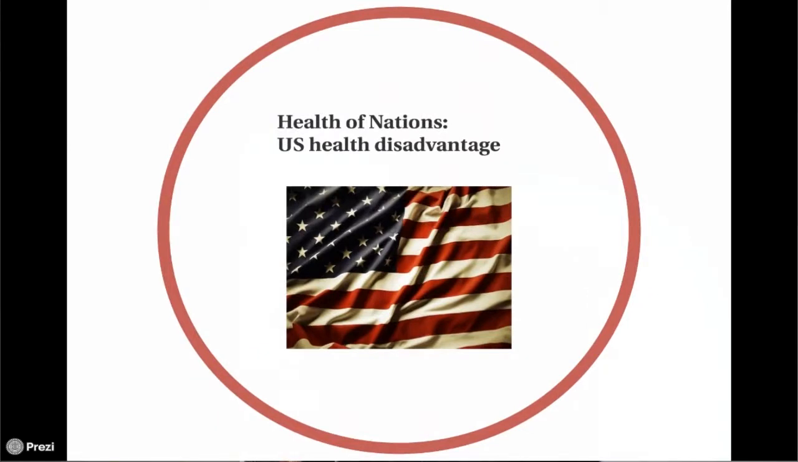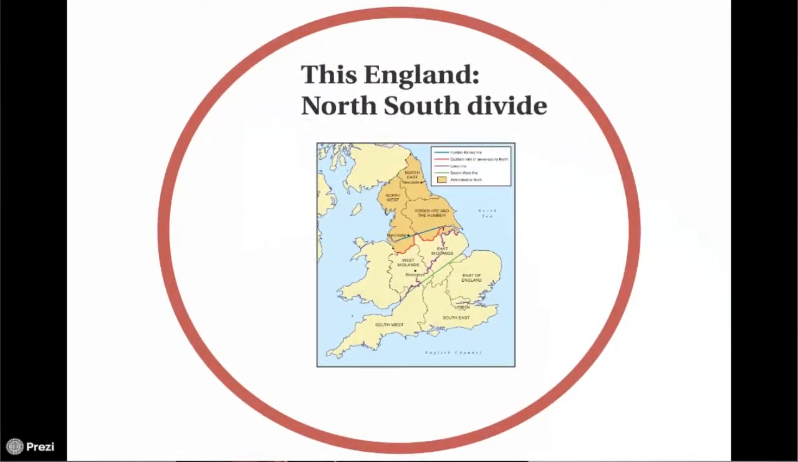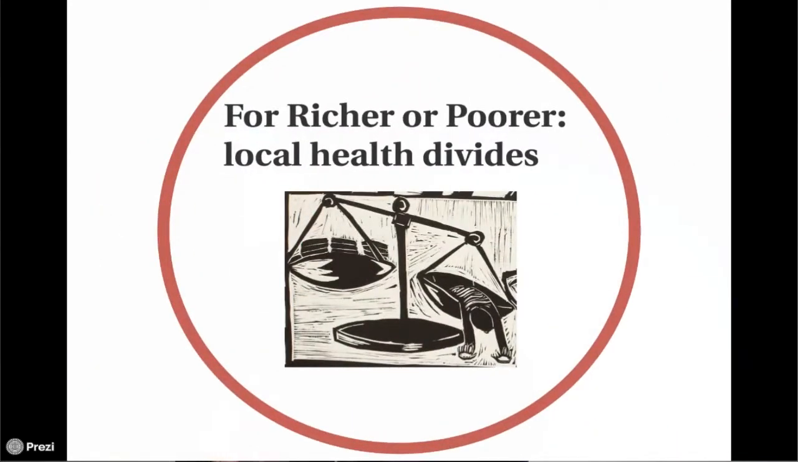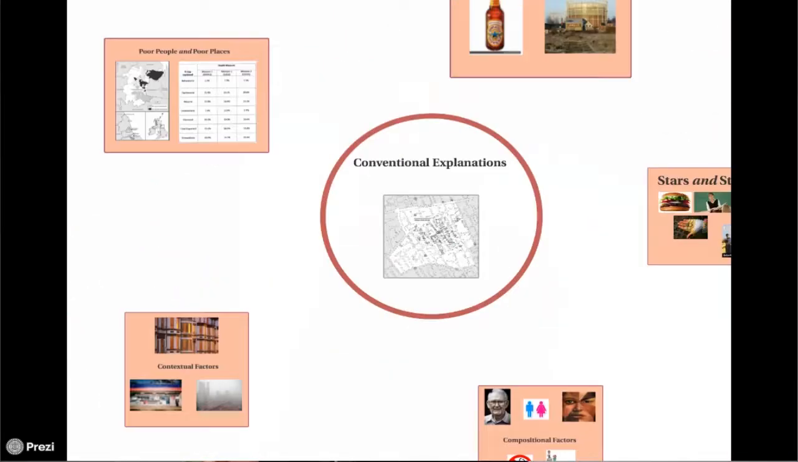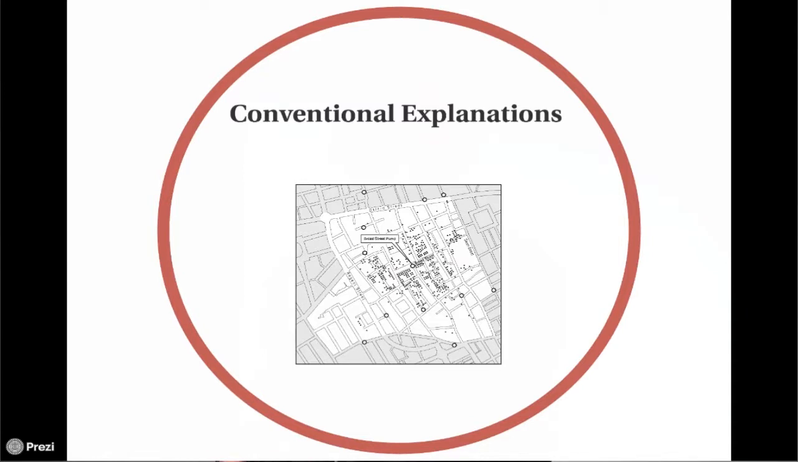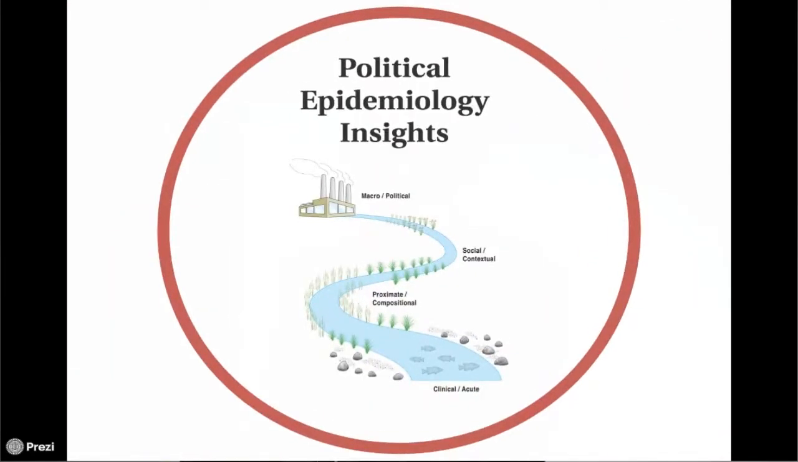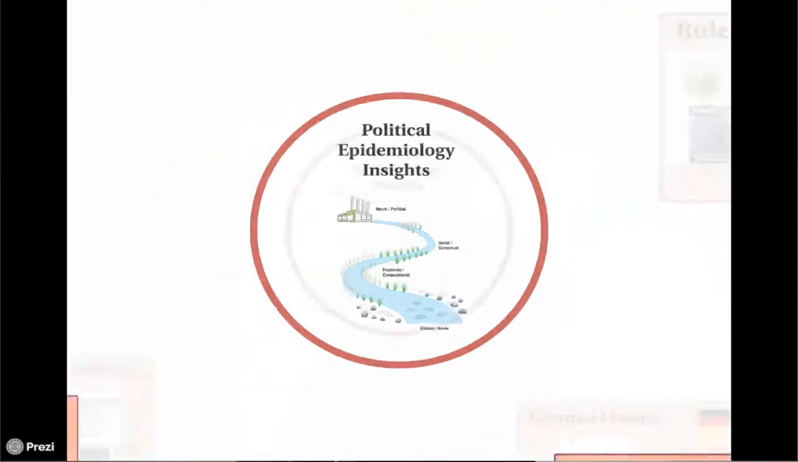Today I'm going to use this perspective to talk through 3 examples. I'm going to talk about the US health disadvantage, why the US has worse health than other rich democracies. I'm going to talk about regional inequalities in health with a focus on the north-south divide in England. And I'm going to talk about neighbourhood inequalities, between rich and poor neighbourhoods of our towns and cities. I'm going to talk you through some of the conventional explanations for these inequalities that have come from the public health and geographical literature. And then I'm going to move on to why I think we need to take a more upstream approach, thinking about the macro political determinants of health inequalities.